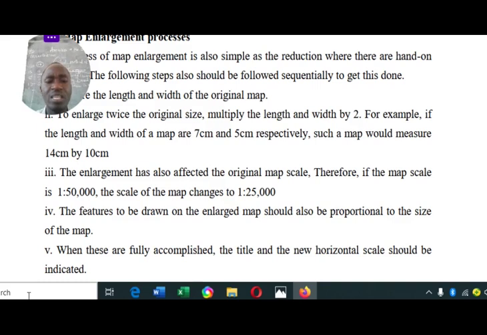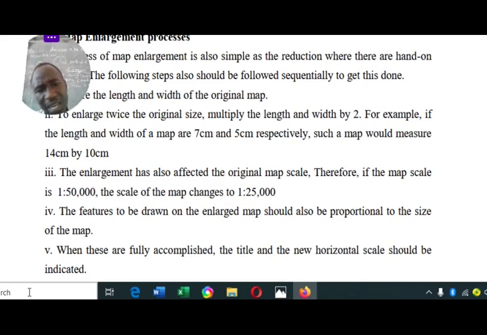The enlargement is also affected by the original scale. If we are enlarging, the scale is going to reduce. Enlarging the map reduces the scale, whereas with a reduction, the scale increases. Here, if it was 1 to 50,000, it is now going to be shifted to 1 to 20,000 for the original scale.